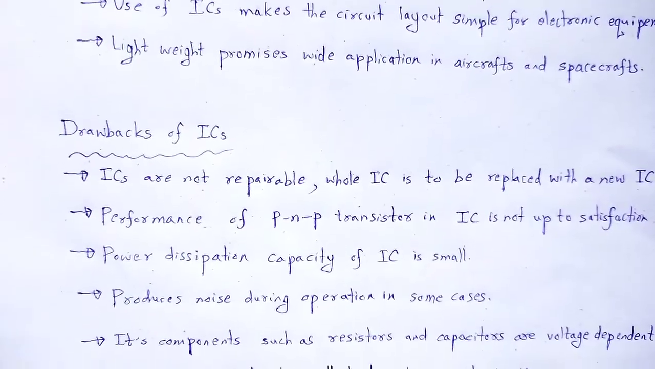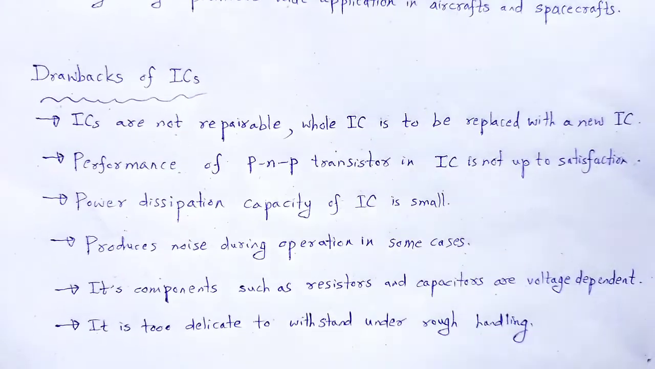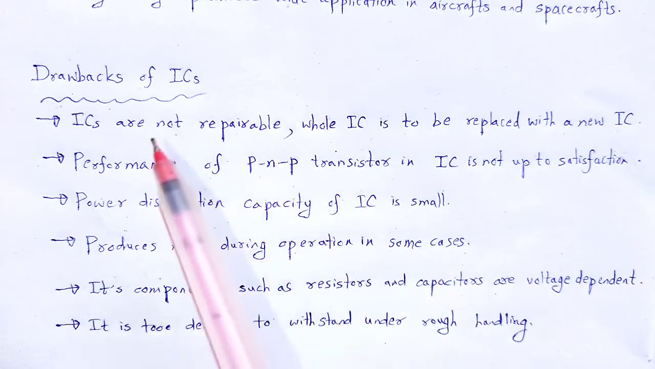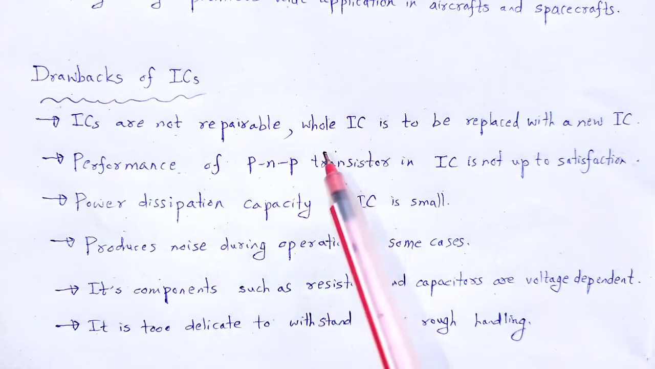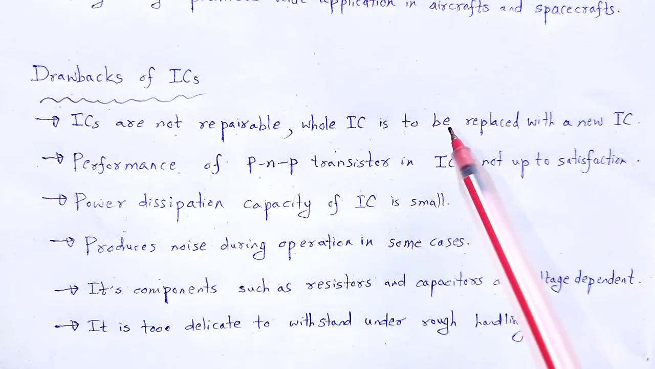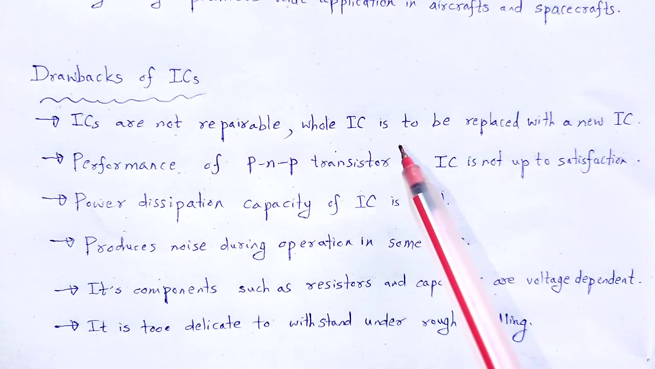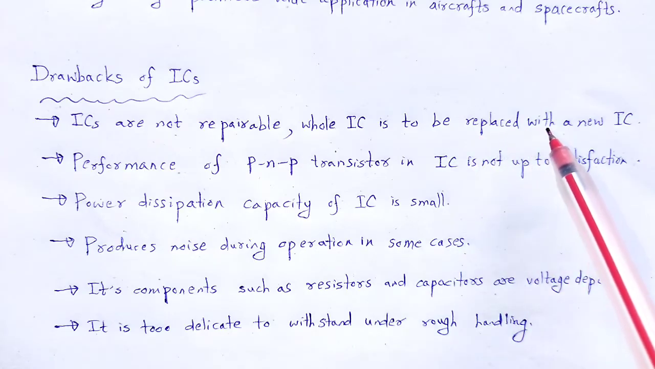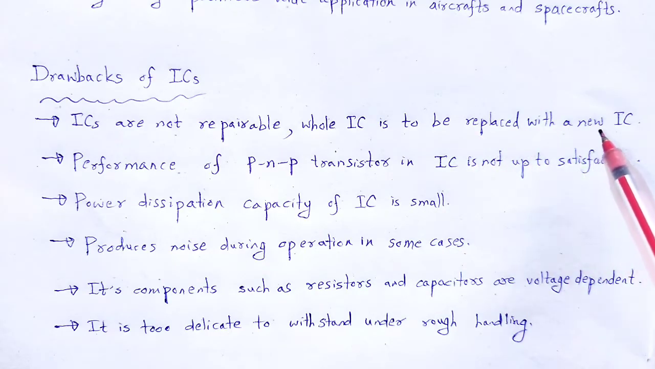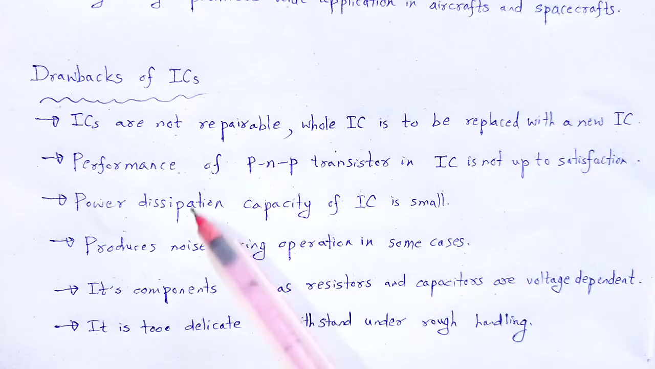Any kind of electronic instrument has advantages as well as disadvantages, or we can say drawbacks. The integrated circuits, or ICs, also have some drawbacks. ICs are not repairable, meaning if an IC is damaged, it cannot be repaired; a new IC is introduced.